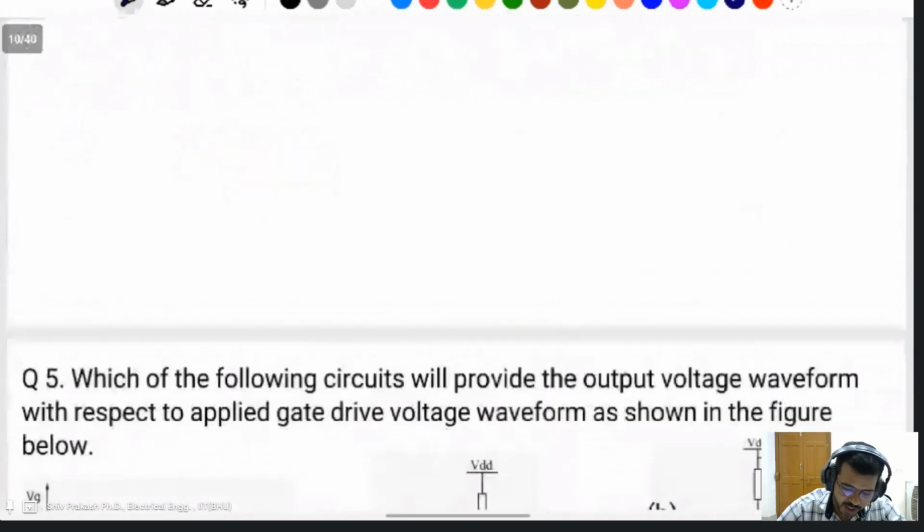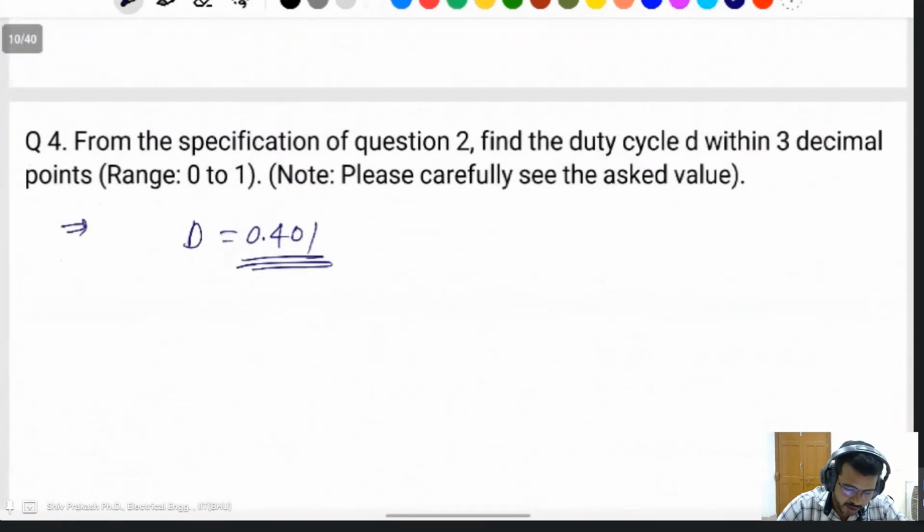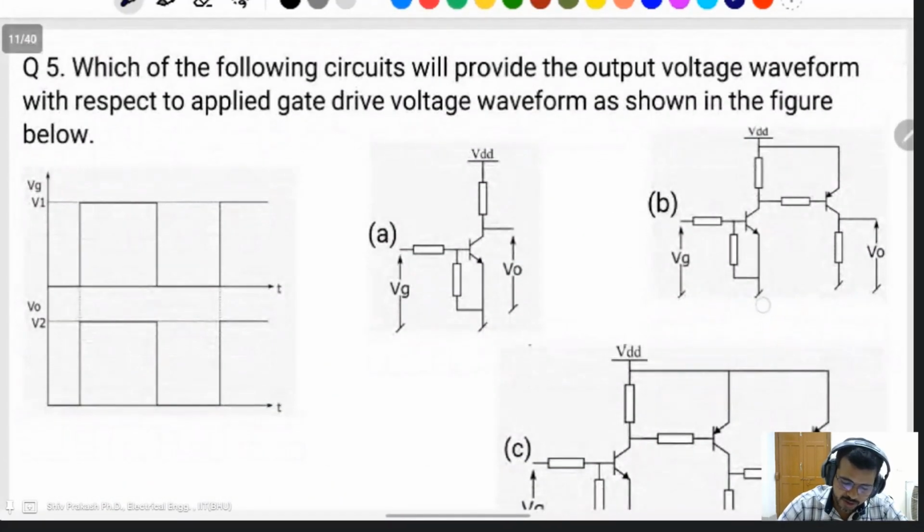And the next question, the duty cycle I have also calculated. Question number 5. Which of the following circuits will provide the output voltage waveform with respect to the applied gate drive voltage waveform as shown in the figure?